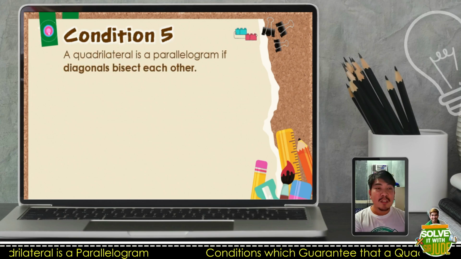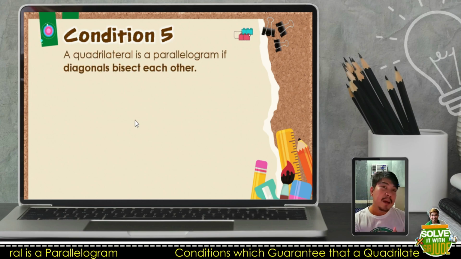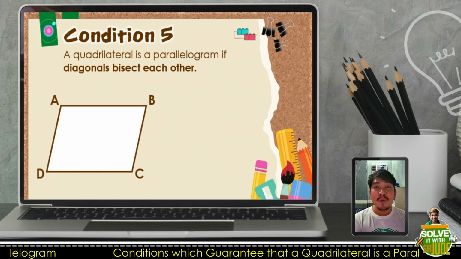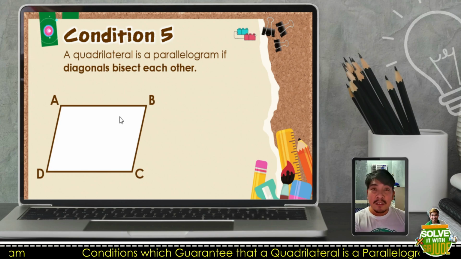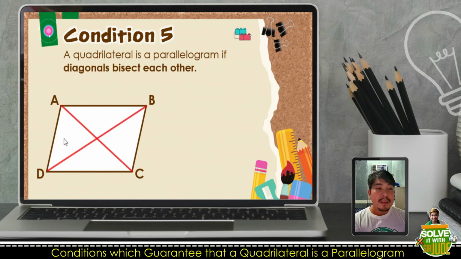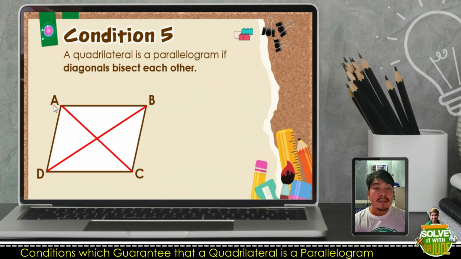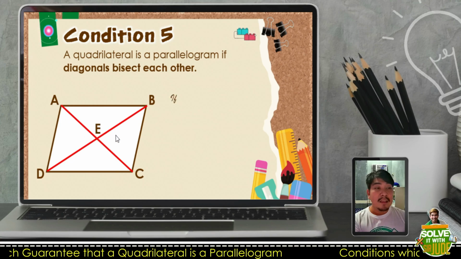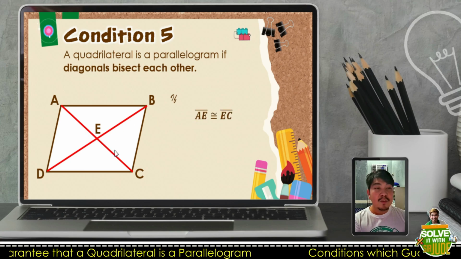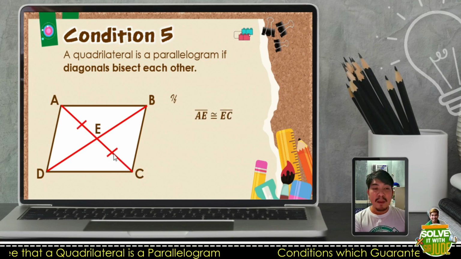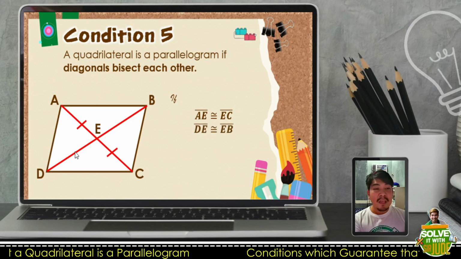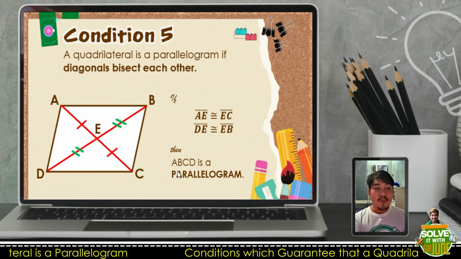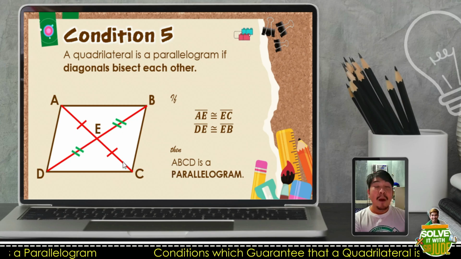So next, condition number 5. A quadrilateral is a parallelogram if diagonals bisect each other. So how are we going to show this? Using illustration. ABCD. Let us have the diagonals AC and BD. The two diagonals intersect at E. So if AE is congruent to EC, these two segments, and at the same time DE is congruent to segment EB, therefore we can say that ABCD is a parallelogram.